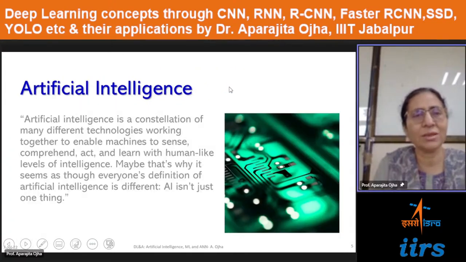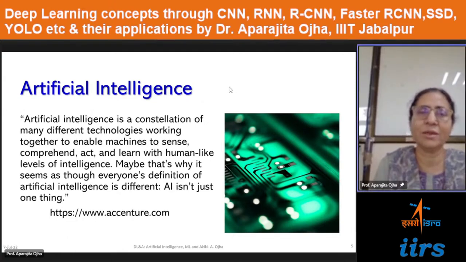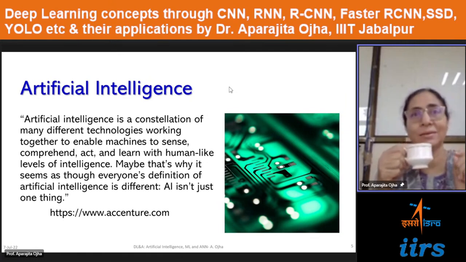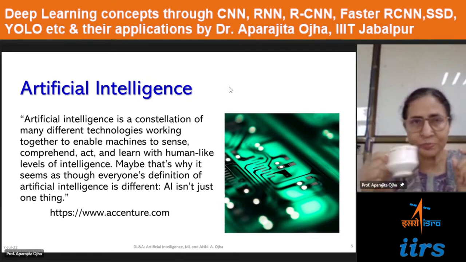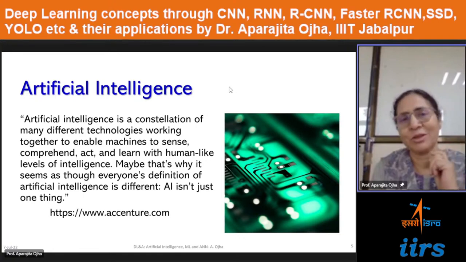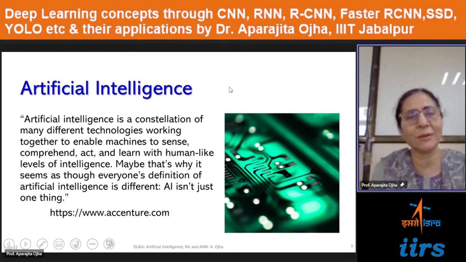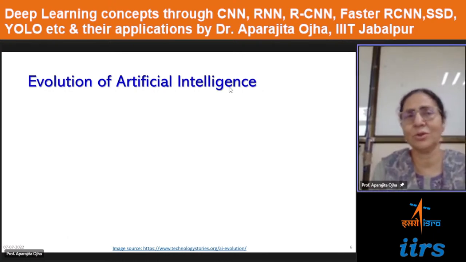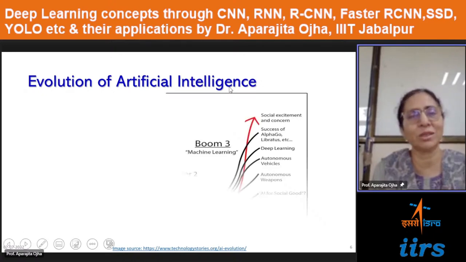So AI is a constellation of many different technologies working together to enable machines to sense, comprehend, act, and learn, which is very important, with a human-like level of intelligence. We keep learning, right? So maybe that's why it seems as though everyone's definition of AI is different. AI is not just one thing. Whenever we talk about AI, it is human intelligence that we are looking to mimic.